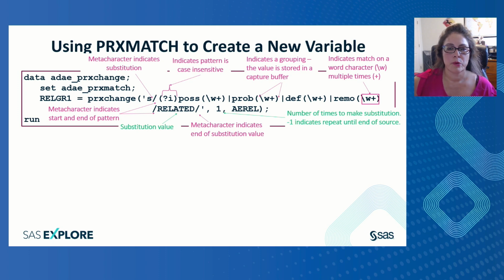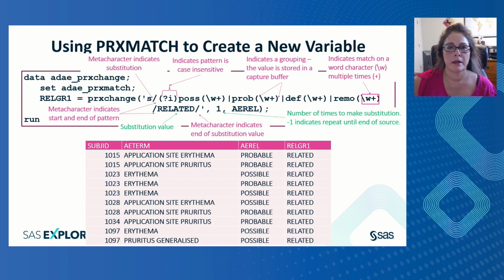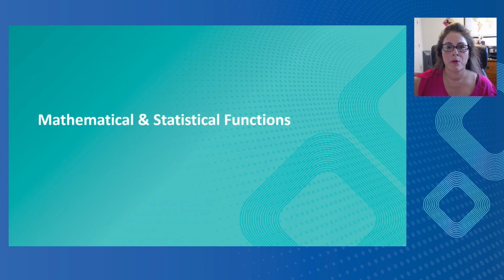With PRXChange, we were able to create the relgr1 variable. PRXChange can be very beneficial when you need to mask data such as names, addresses, social security numbers, and phone numbers. And this is what our data ends up looking like. You'll see that we have our rel term, and now we have our grouping, and we didn't have to use a bunch of if-then-else statements to get this grouping variable. And at this time, I will pass it over to Dee Dee.